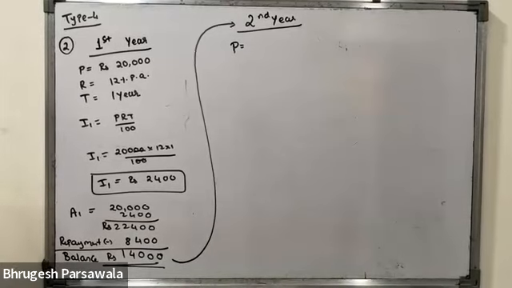Understood, beta? Did you see this statement? Can you read out the statement? He repays 8,400 at the end of first year. Got it, my child? Yes, sir.